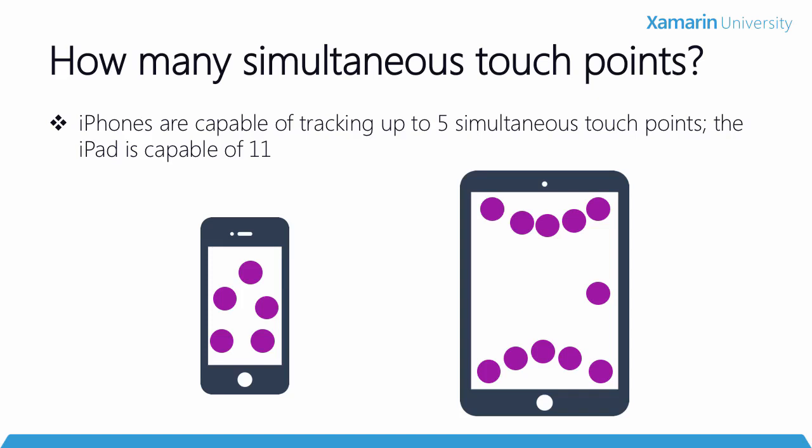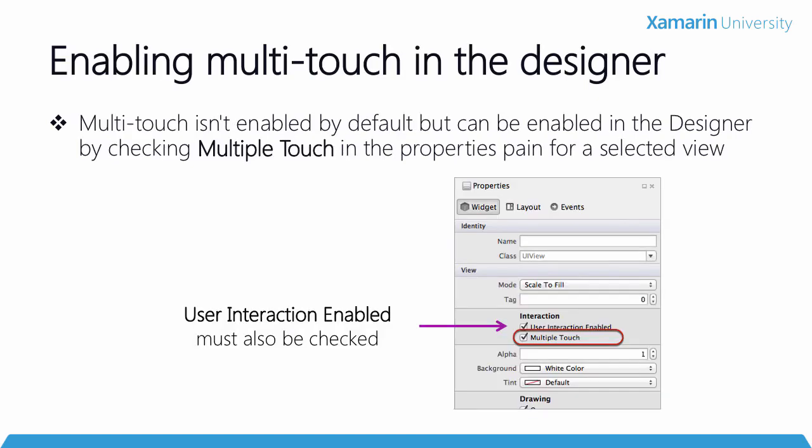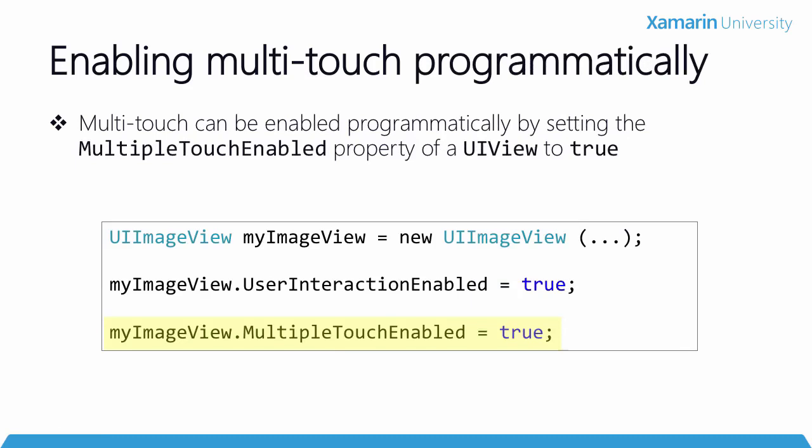Like earlier, when we discussed enabling touch on our UI views, there's a selection in the designer we need to check to enable multi-touch on our views as well. And this can be done by selecting a view on the design surface and checking multiple touch in the properties pane. And not surprisingly, user interaction enabled also needs to be checked to use multi-touch. Alternatively, multi-touch can be enabled programmatically by setting the MultipleTouchEnabled property on a view to true.